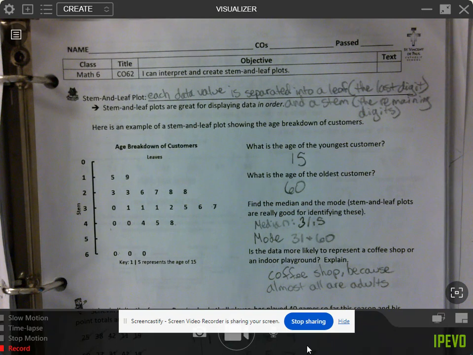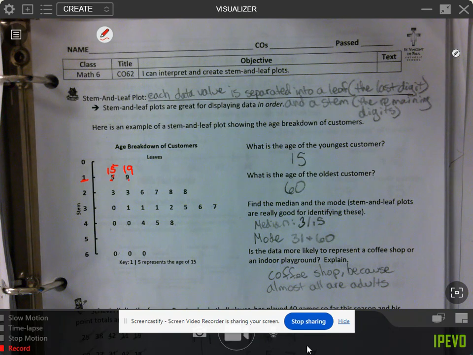Good morning. Today we are correcting CO62, interpreting and creating our own stem and leaf plots. The big thing to remember is that we do not look at these numbers individually. We don't say this is a 5 and this is a 9, because we have to put the stem in front of it. That 5 becomes 15, that 9 becomes 19.